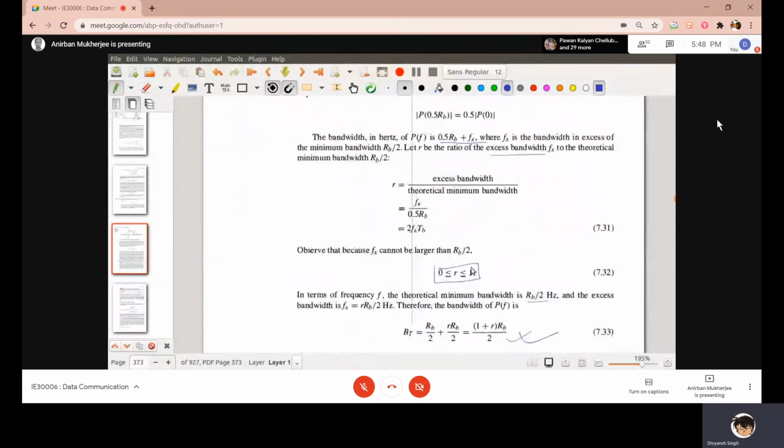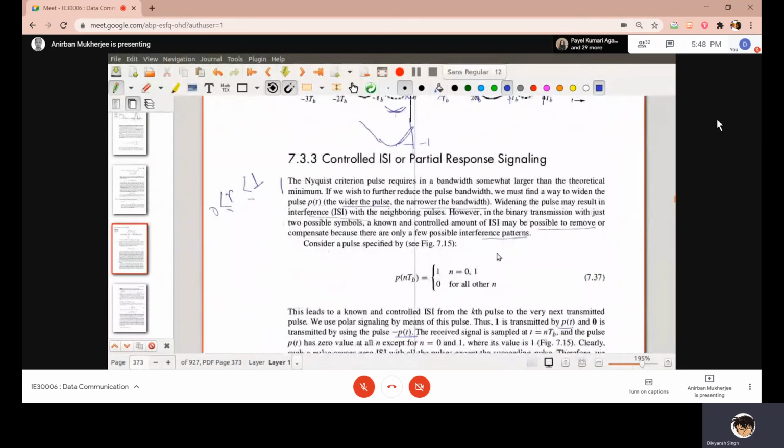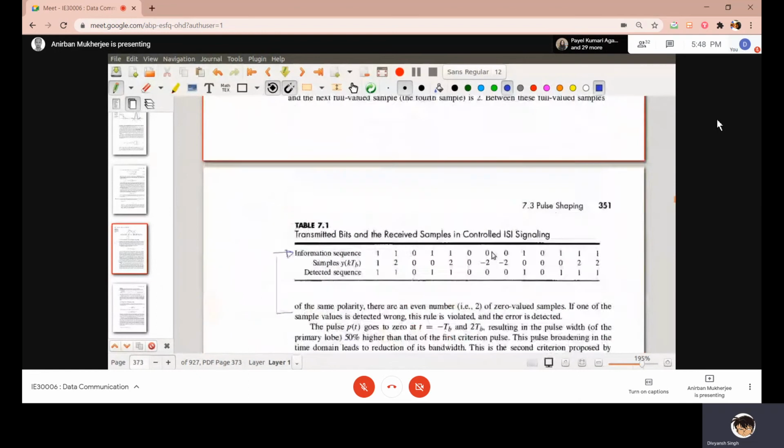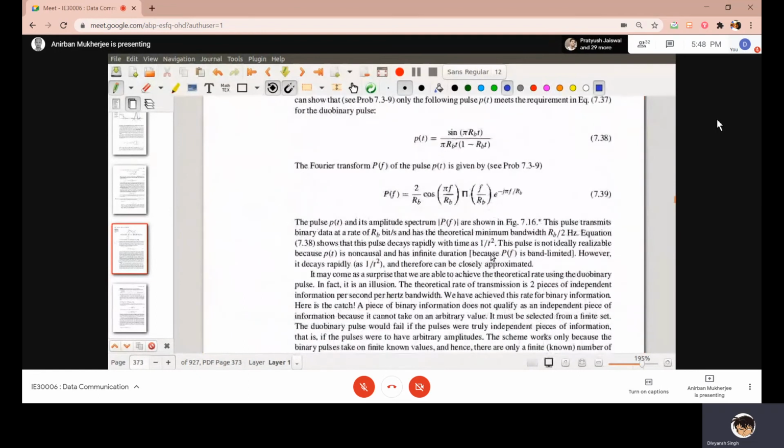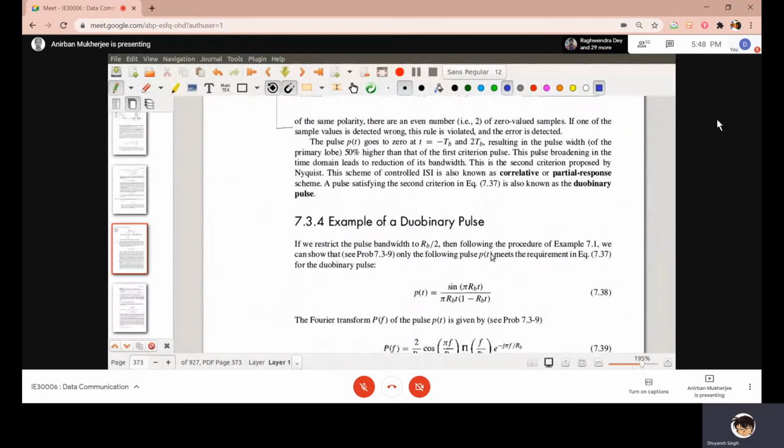So that means I have made the pulse width wider. Earlier it was 2TB, here it is 3TB. That means it is 50% higher than the first criteria, called the minimum bandwidth. The pulse broadening in the time domain leads to a reduction in bandwidth, and this is the second criteria proposed by Nyquist.